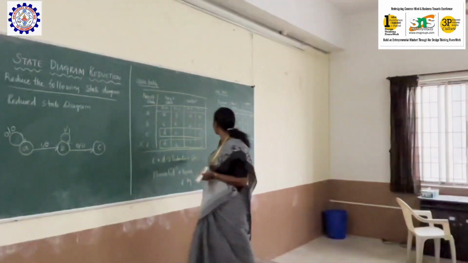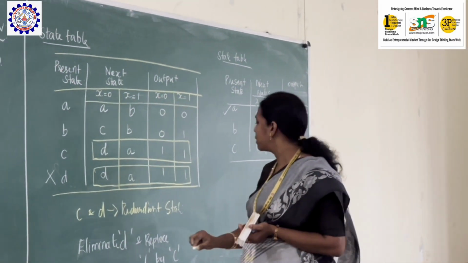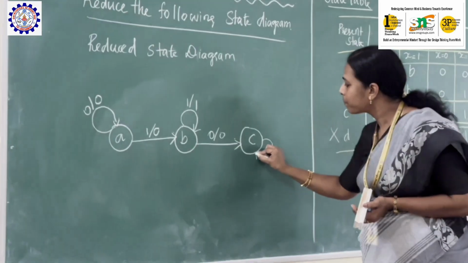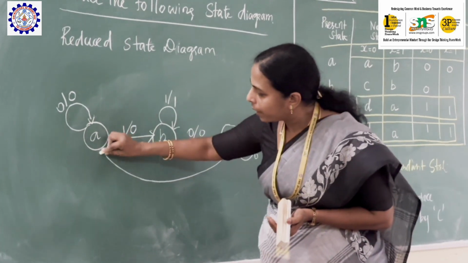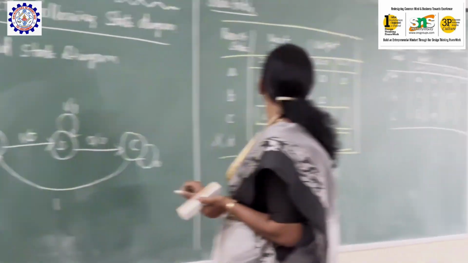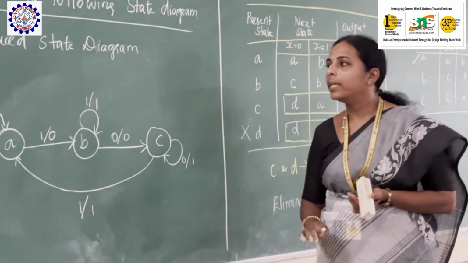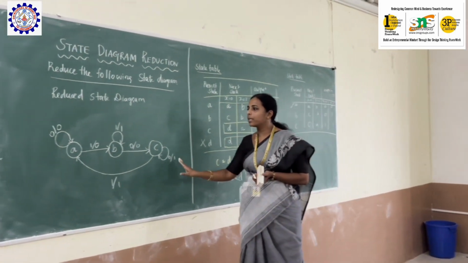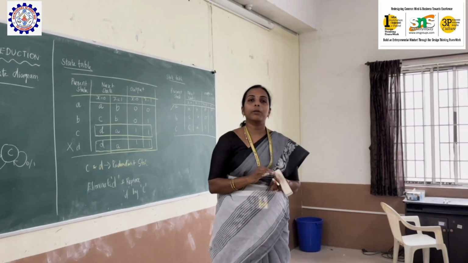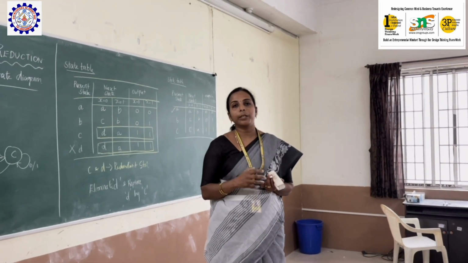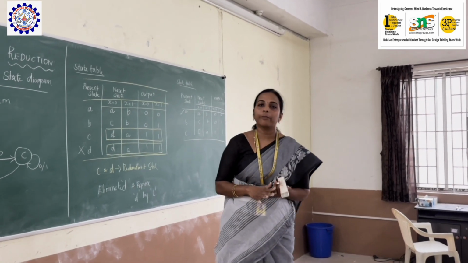Next, when the present state is C, when x is equal to 0 as input, it retains in C, and when the input is 1, it goes back to A, and the outputs are 1 and 1. Now if you see here, we have only 3 states in the state diagram. By reducing the state diagram, we can reduce the number of gates, wherein we can reduce the cost, we can reduce the power consumption, and all these can be reduced effectively.